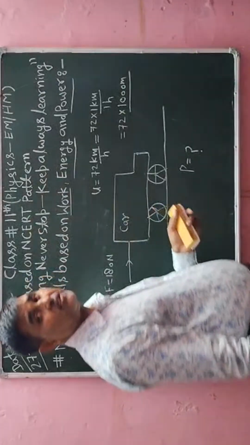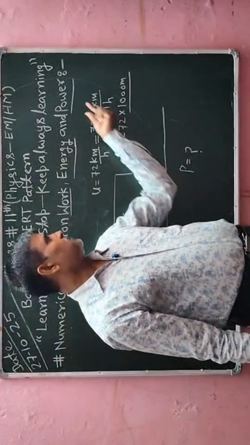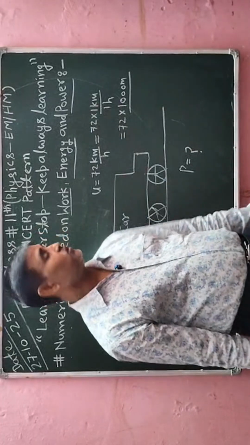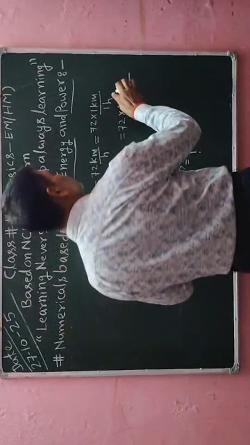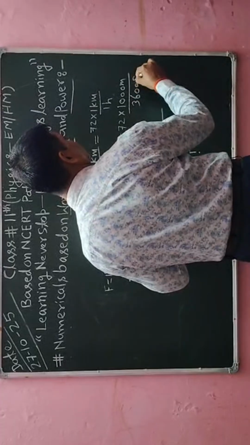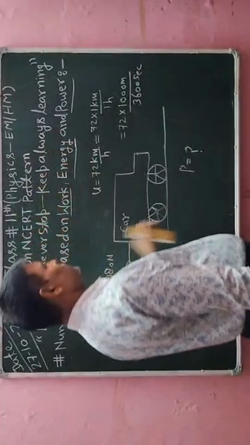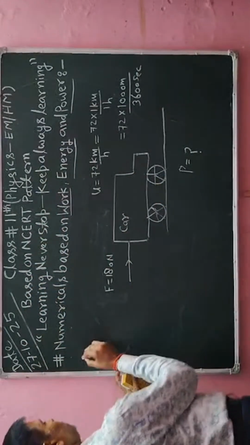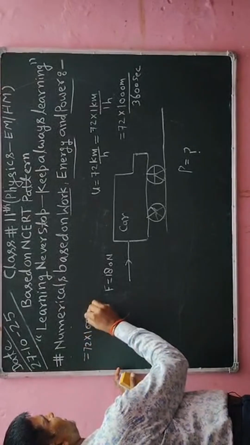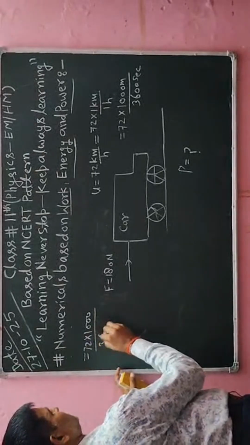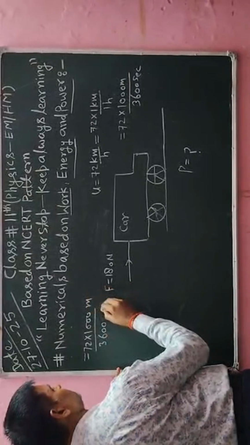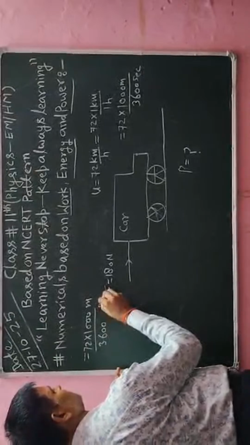This is the information, and this information I have to use directly. 1 kilometer is equal to 1000 meter. Now in the place of 1 hour I can write 3600 second. Each and every student has to follow that one. Now I will simplify here: 72 into 1000 divided by 3600 meter per second.